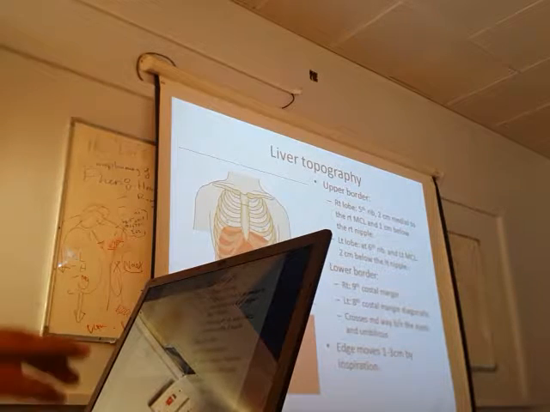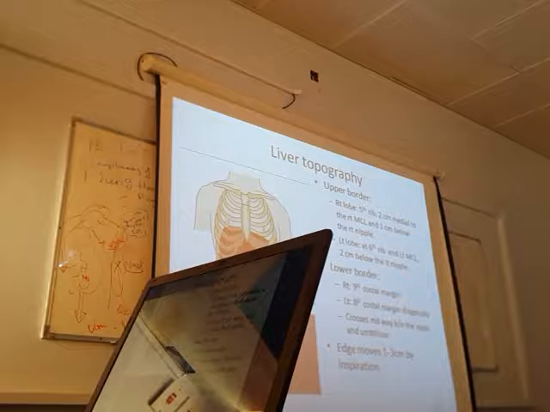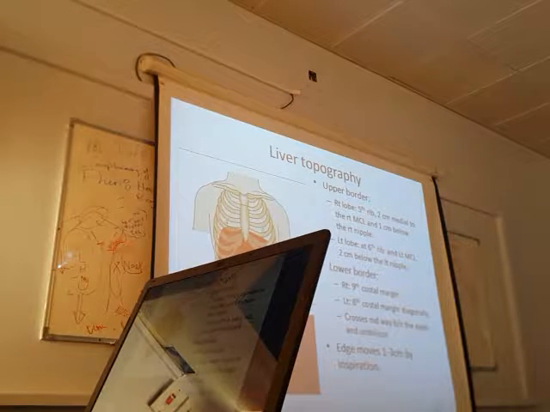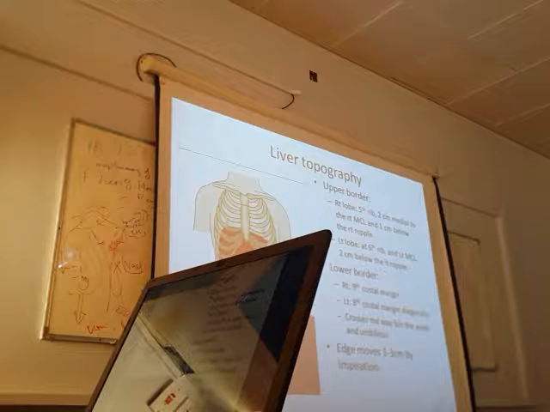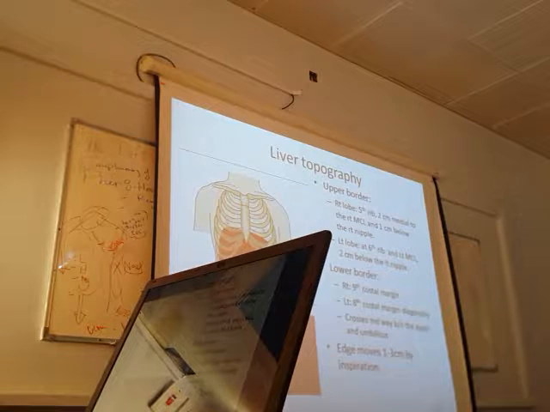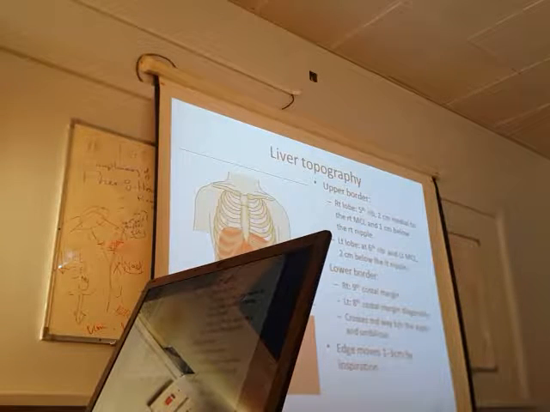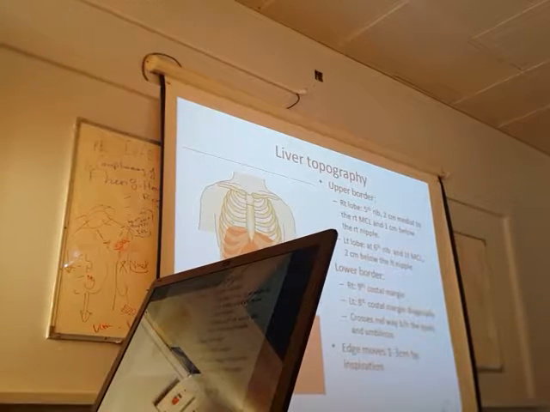The liver: you see the upper border, the lower border, right? Then the edge, that's very, very important. Normally, the liver topography means the structure of the liver, the anatomy. The span is 8 to 12, that means 10 plus or minus 2 centimeters, okay? That is the size of the liver.